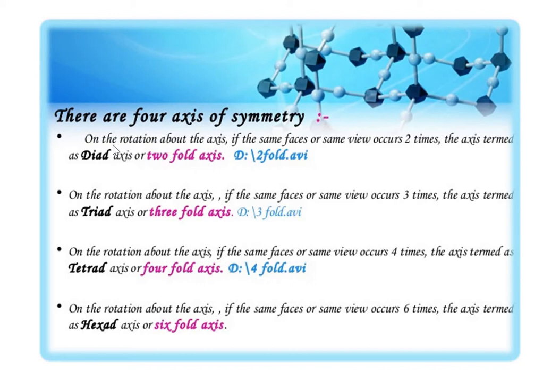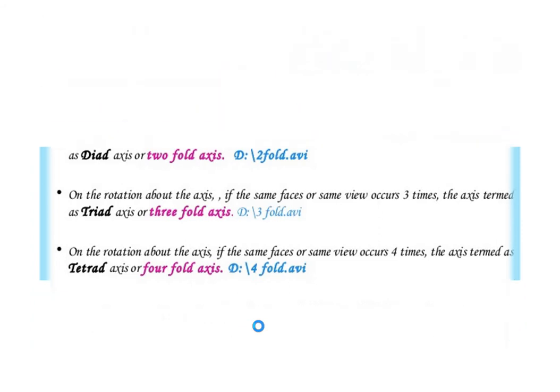So what is a 2-fold axis? On rotation about the axis, if the same face or same view occurs 2 times, then the axis is termed a diad axis, that is the 2-fold axis. If the same faces or same views occur 3 times, the axis is termed a triad axis or 3-fold axis. If they occur 4 times, it is termed a tetrad axis or 4-fold axis. And last, if the same face or same view occurs 6 times, the axis is termed a hexad axis or 6-fold axis.